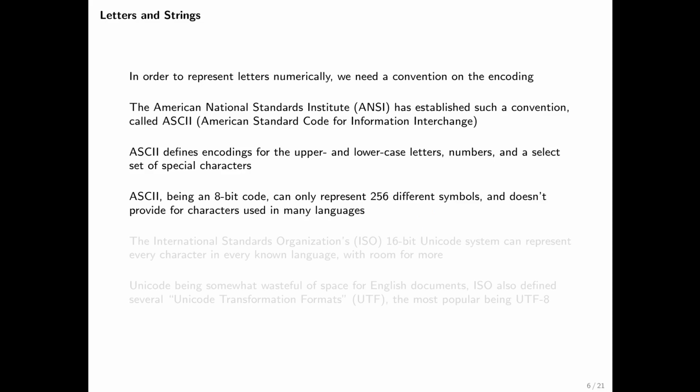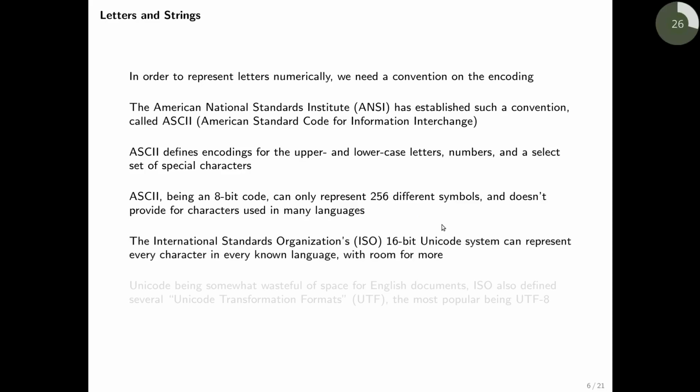Okay, so using ASCII you can only represent 256 different symbols. So what if you want to represent characters from a language like Chinese? Well, for that you need to go beyond ASCII, and that's what the International Standards Organization, or ISO for short, did when they came out with the 16-bit Unicode system. Right? So there is provision for representing every known language, and there is room for more. So you can have additional characters.